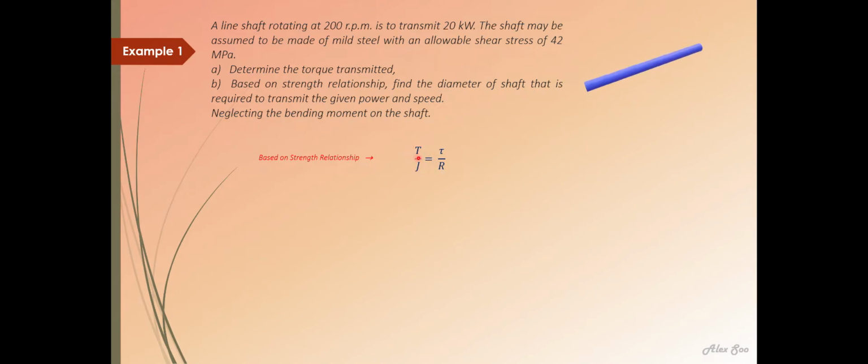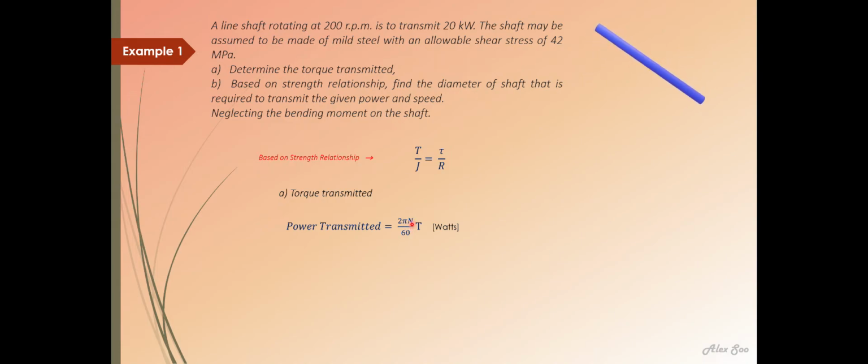About the torque here, based on the power and the speed, we will be able to find the torque being transmitted by using the formula given here, which is 2 pi times n, the speed of the shaft in revolutions per minute, divided by 60, to convert per minute to per second, so that you can get the watts later on. The torque should be in Newton meter.